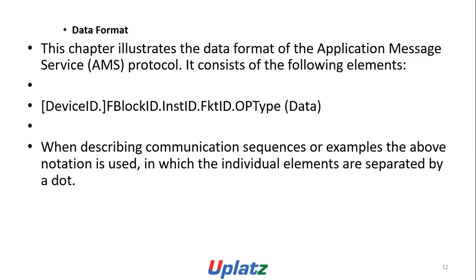Data format: this chapter illustrates the data format of the Application Message Service, AMS, protocol. It consists of the following elements: DeviceID, FBlockID, InstID, FktID, OpType, Data. When describing communication sequences or examples, the above notation is used, in which the individual elements are separated by a dot.